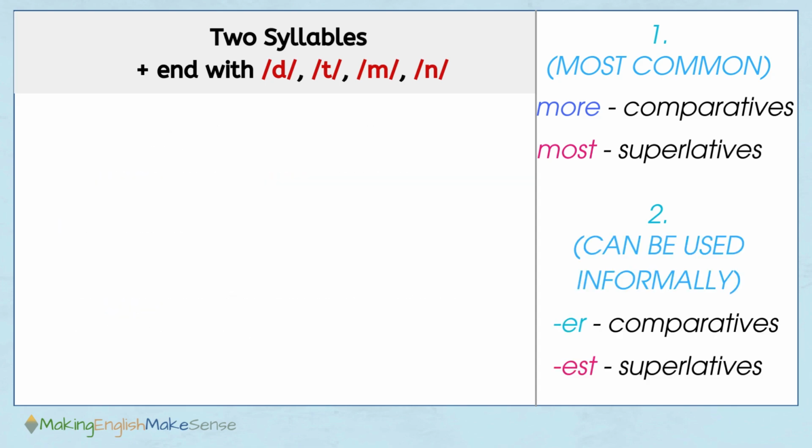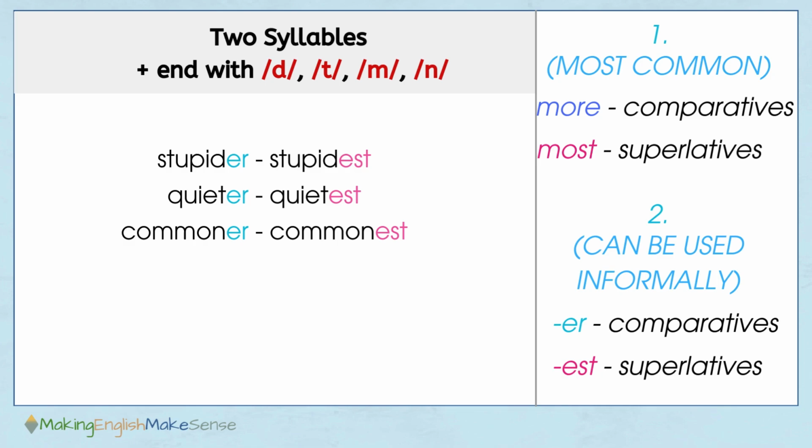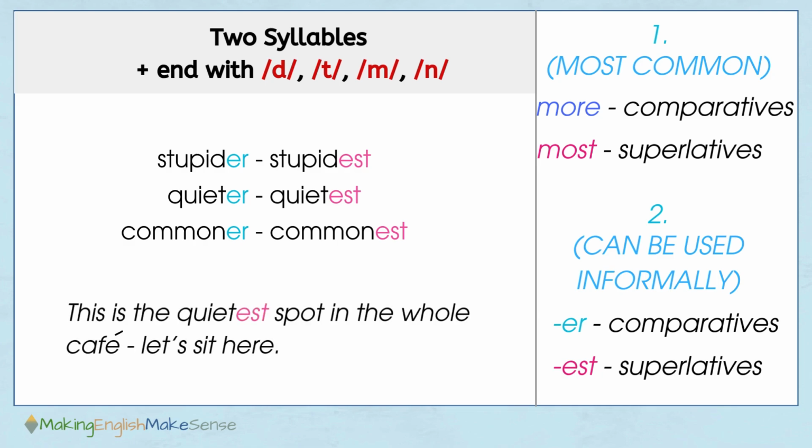However, in informal speech, people sometimes opt for using ER and EST instead. Stupider, stupidest. Quieter, quietest. Commoner, commonest. This is the quietest spot in the whole cafe. Let's sit here. So while you'll most often use more and most with these adjectives, there are some rare occasions where ER and EST are also acceptable if used informally.